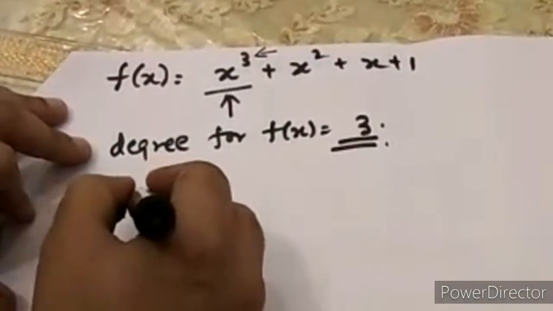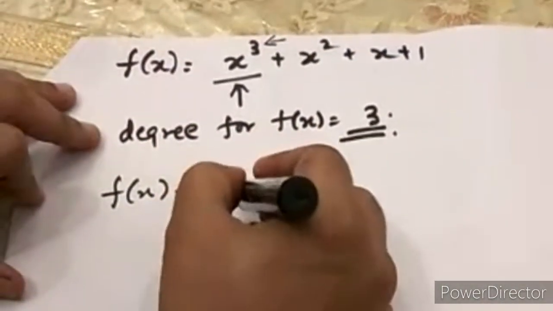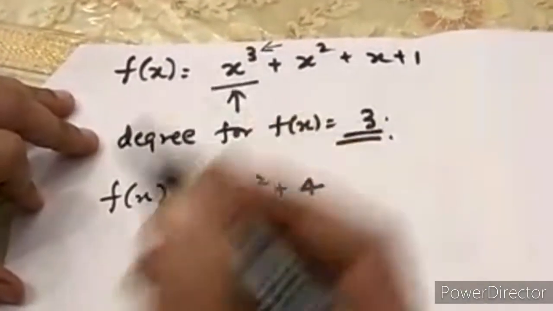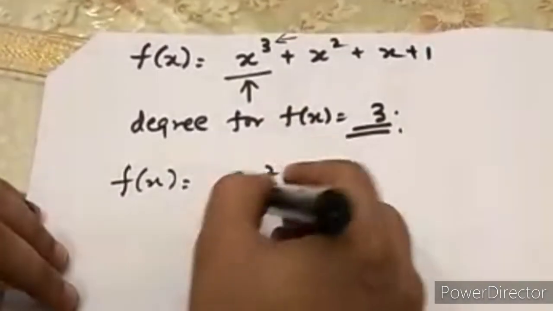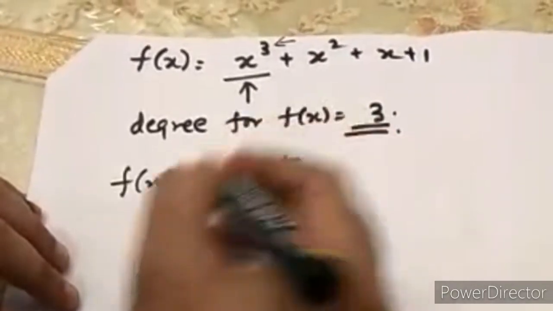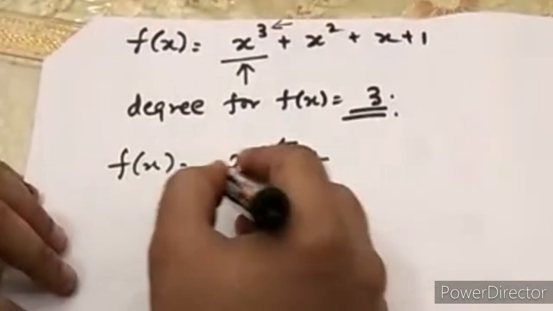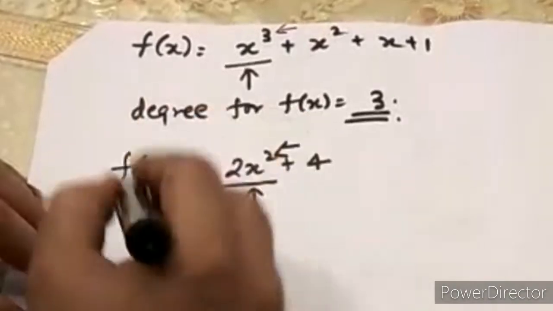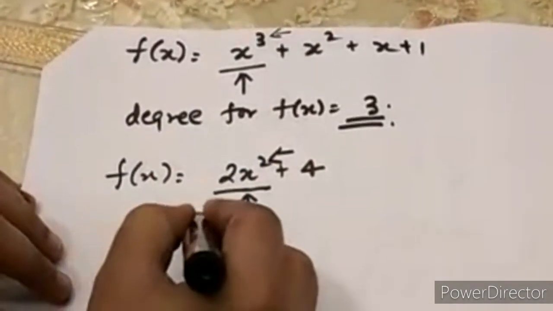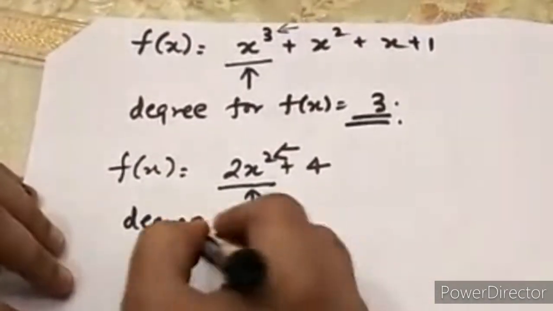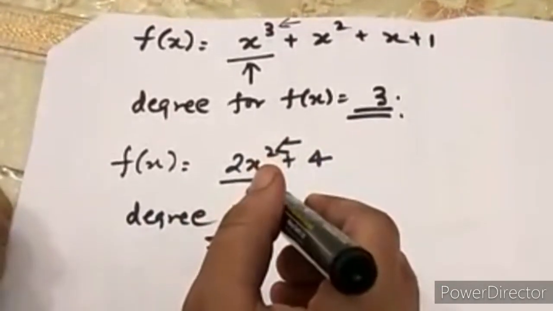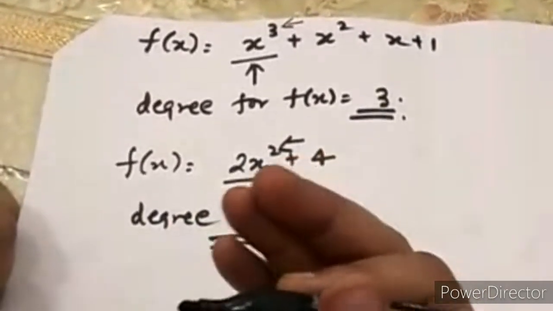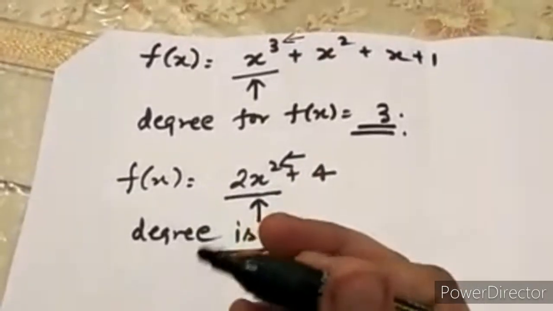Like that, suppose your function is this, then what is the degree? 2. Because x has a maximum power of 2. So here the degree is 2. So I think you got the point about the degree of any polynomial.